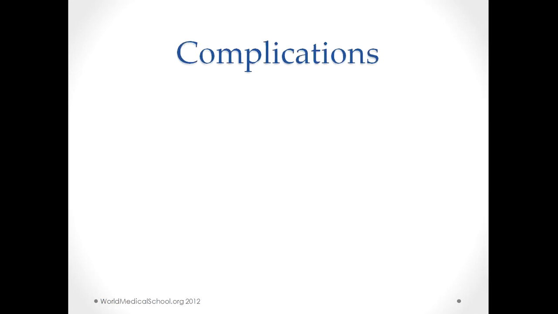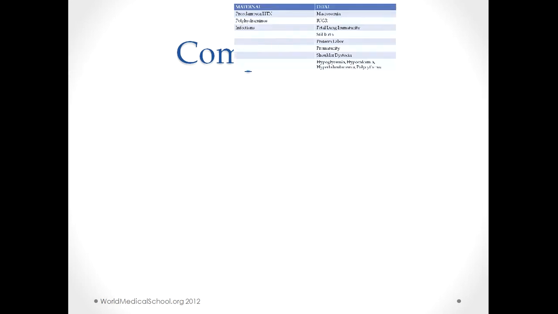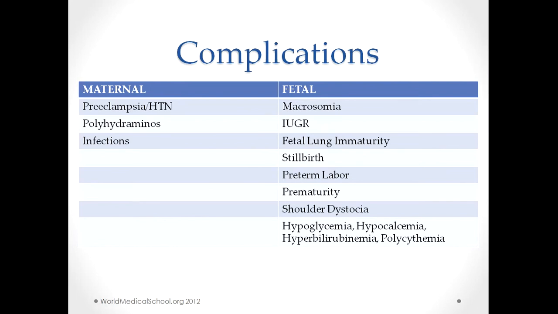Complications of gestational diabetes mellitus. We can divide them into maternal and fetal. Maternal complications. Preeclampsia. Preeclampsia is increased blood pressure, proteinuria, and edema, especially if the patient has underlying kidney problems. Hypertension is due to insulin resistance.